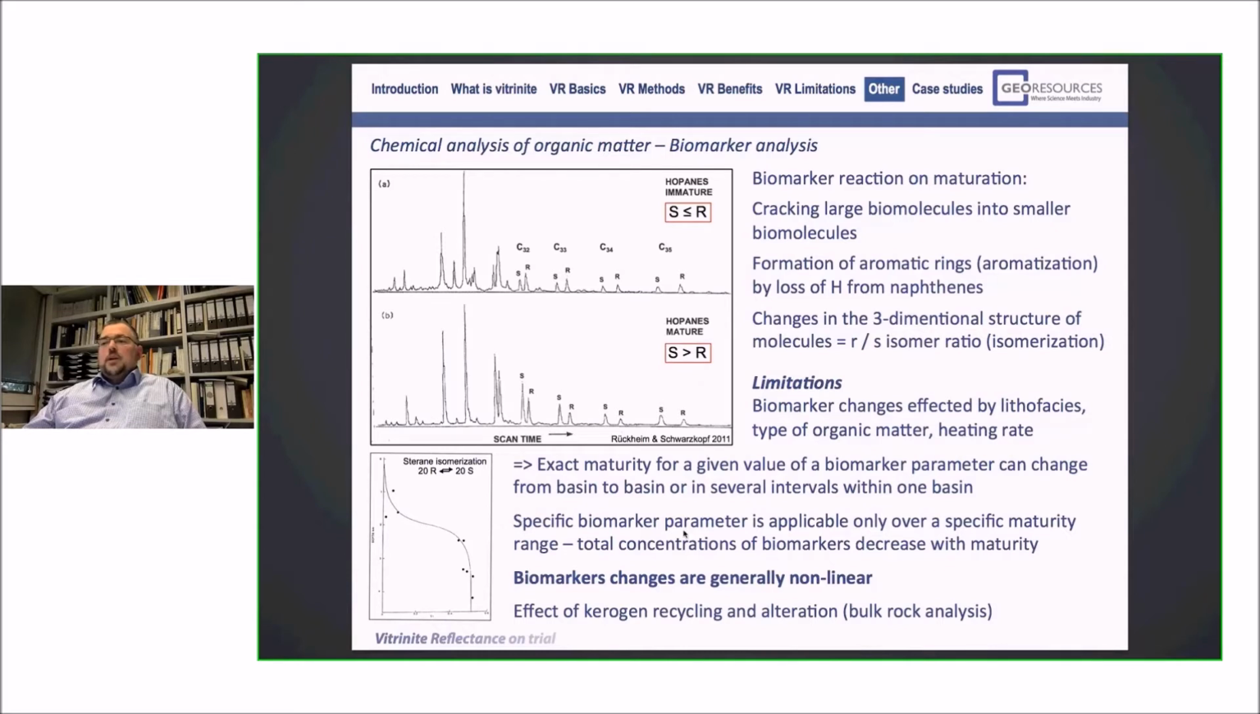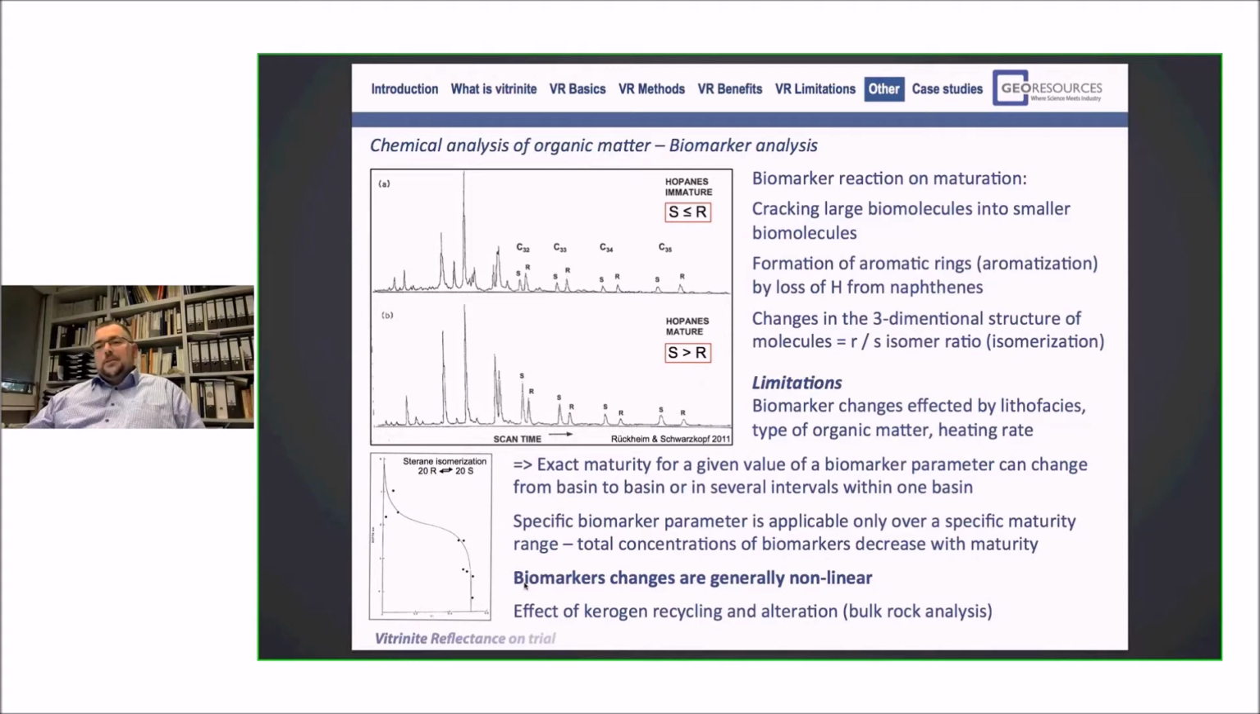Specific biomarker parameters are applicable only over a specific maturation range until they are terminated. And the total concentrations of the biomarkers decrease with maturity. So the more mature our samples are, the fewer biomarkers we can isolate to use for analysis.